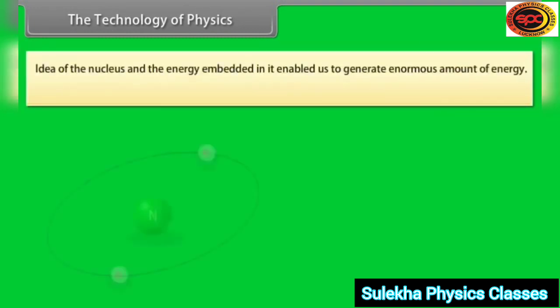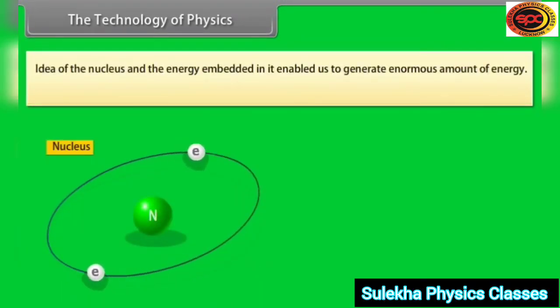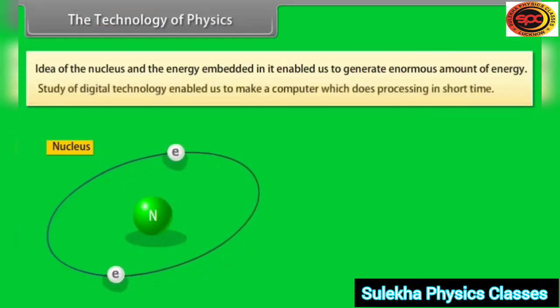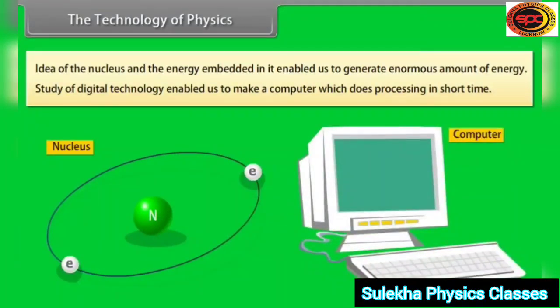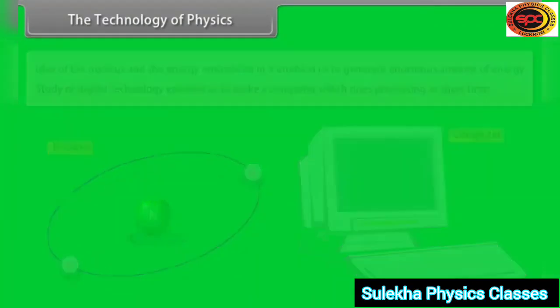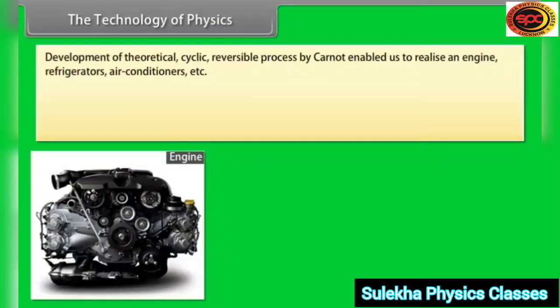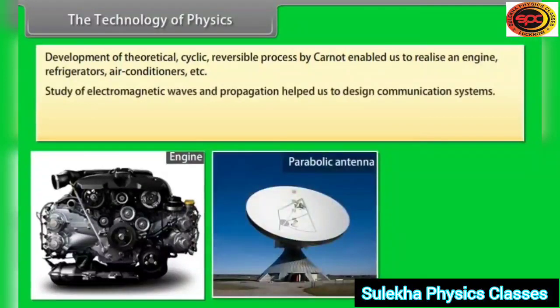The technology of physics. The idea of the nucleus and the energy embedded in it enabled us to generate an enormous amount of energy. Study of digital technology enabled us to make a computer which does processing in a short time. Development of the theoretical cyclic reversible process by Carnot enabled us to realize engines, refrigerators, air conditioners, etc. Study of electromagnetic waves and propagation helped us to design communication systems.